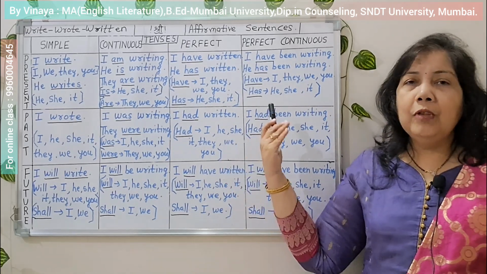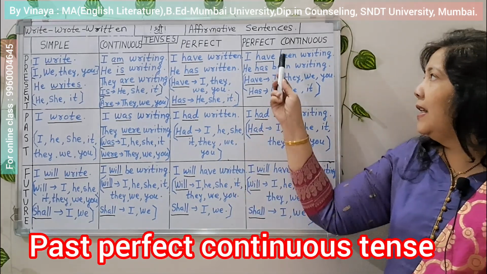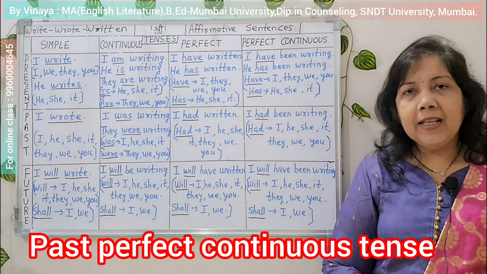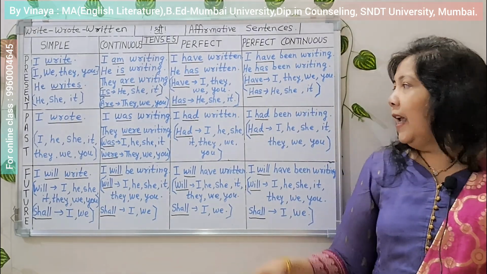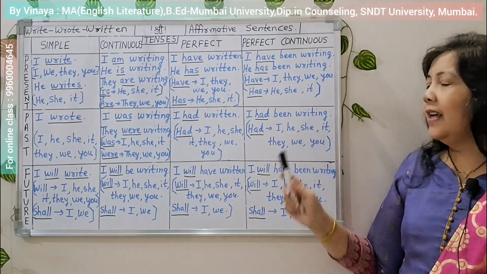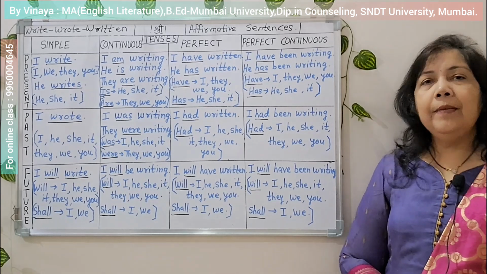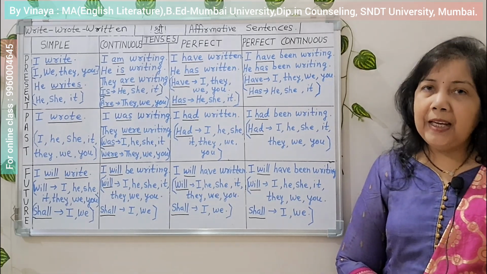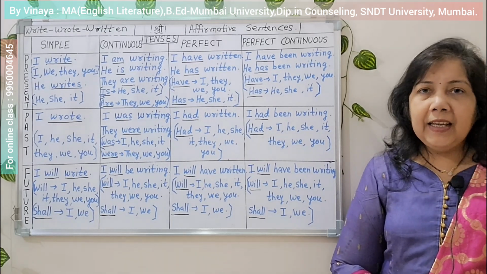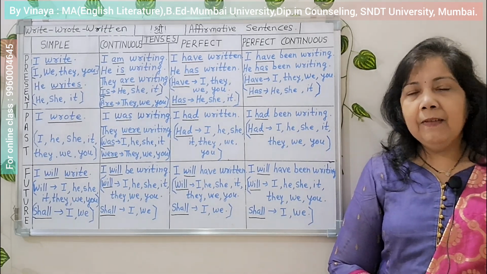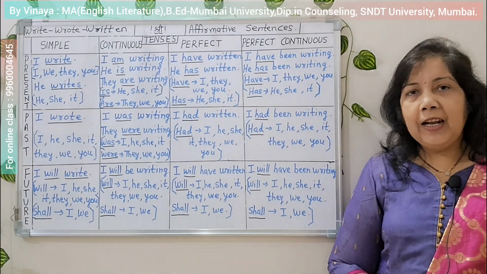Let us move to the fourth kind of past tense. Name of that kind is past perfect continuous tense. Example, I had been writing. Construction, subject plus had plus been plus verb plus ing. Again had, past tense of has and have, is used for all nouns and pronouns. There is no change in that.